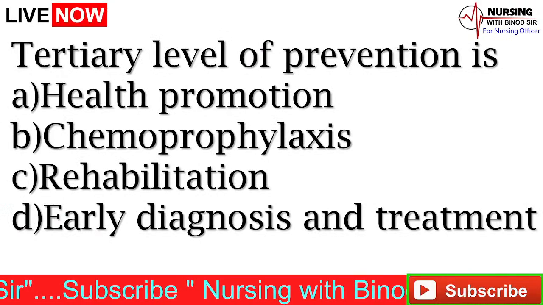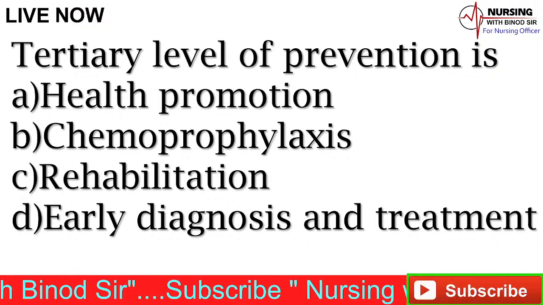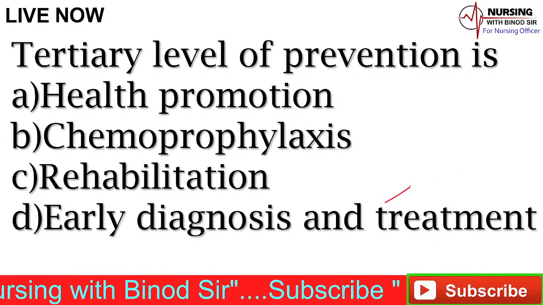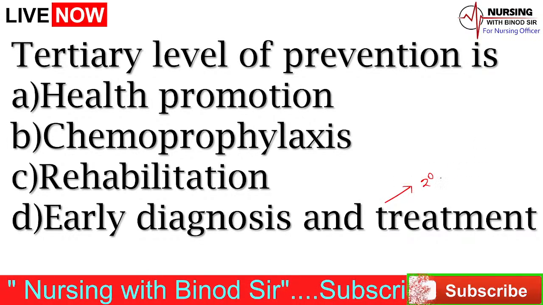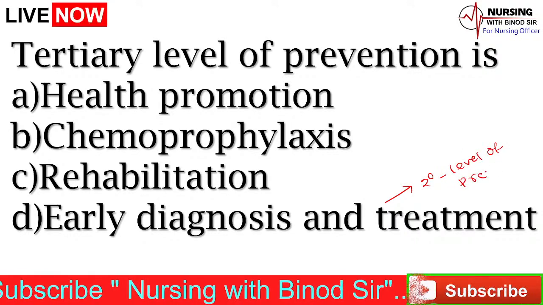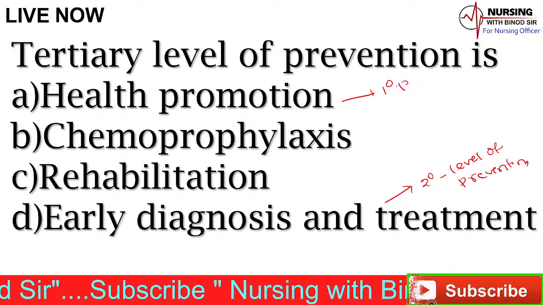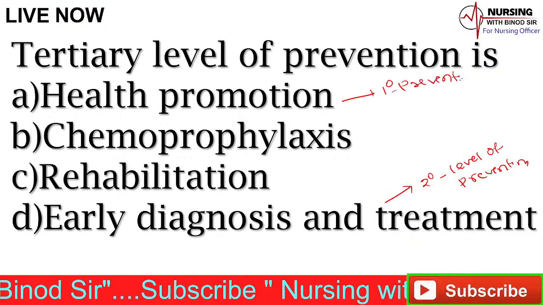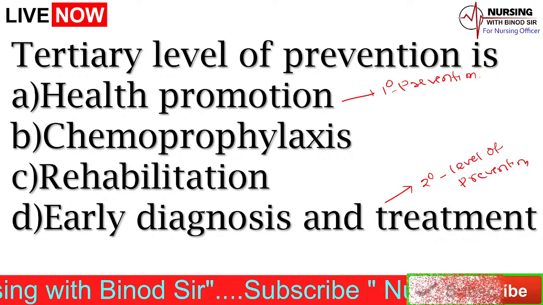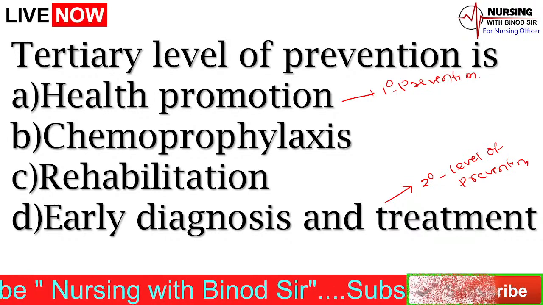Tertiary level of prevention is: health promotion, chemoprophylaxis, rehabilitation, or early diagnosis and treatment? I have already told you, early diagnosis and treatment will come under the secondary level of prevention. Health promotion is the primary prevention. You must remember this one. So put your right response in the chat box.